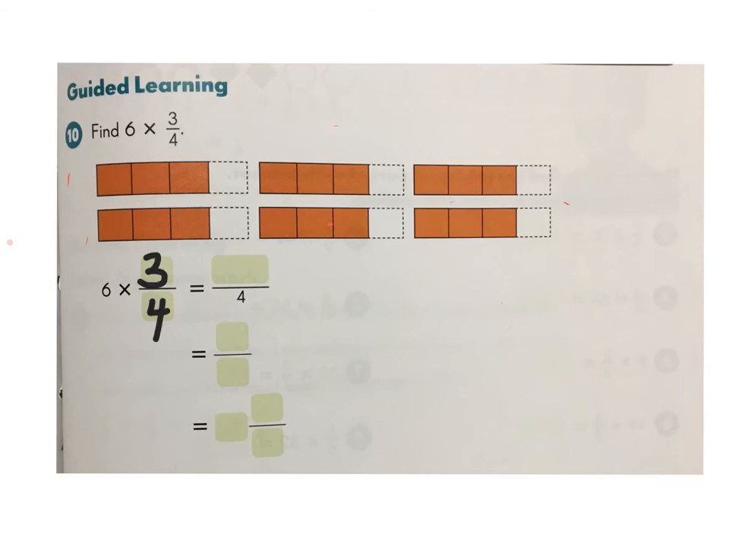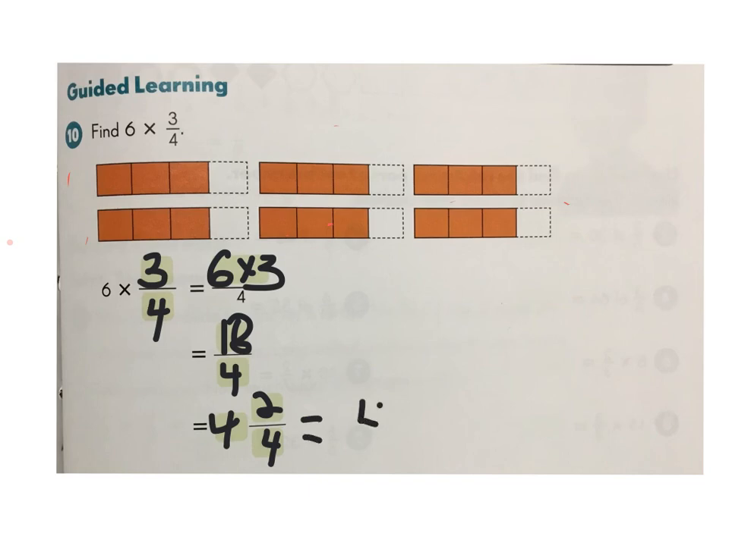So 6 times 3/4. So we have our 6 times 3, which equals 18. My denominator doesn't change. Okay, that's an improper fraction, so we can turn that into a mixed number. 4 can be shared into 18 4 times, with 2 left over. But we know 2/4 is not in lowest terms, so I'm going to put another little equal sign there. 4 1/2.